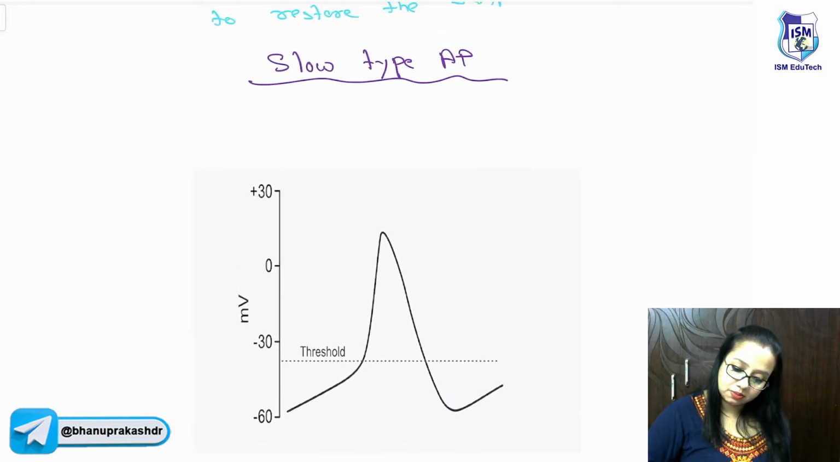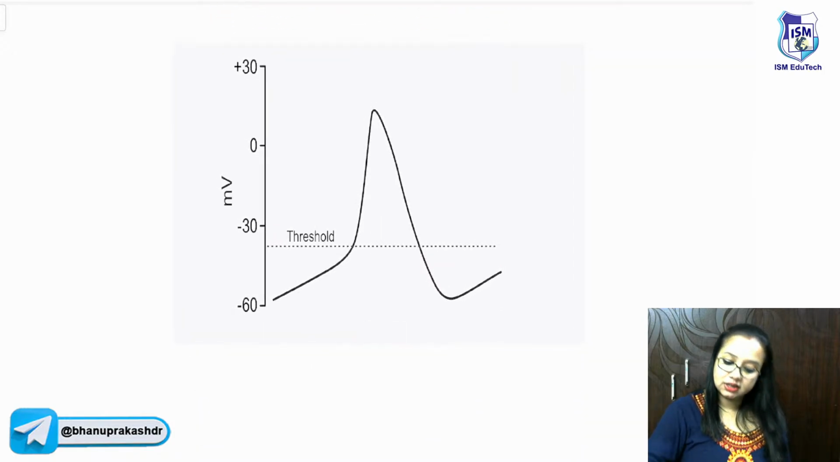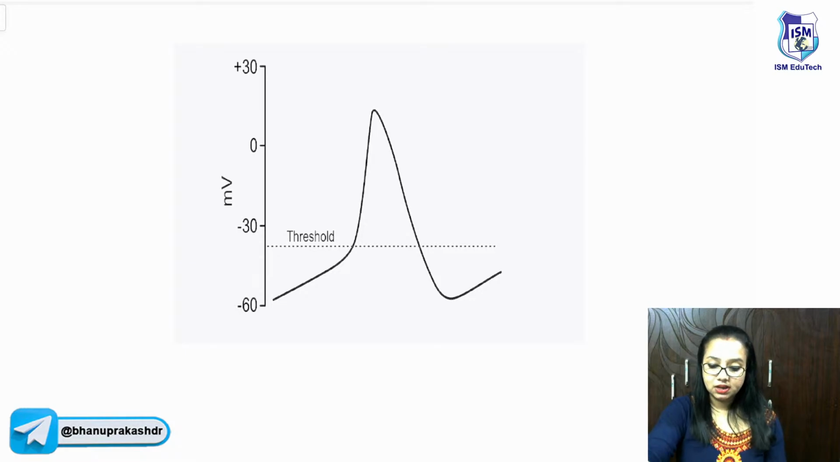Now this slow type of action potential looks very different, and the ionic basis is also very different. This is the action potential that is seen in the nodes. Nodal potential is in the SA node and AV node, only in these two. We don't see this type of action potential in any other structure of the cardiac muscle.